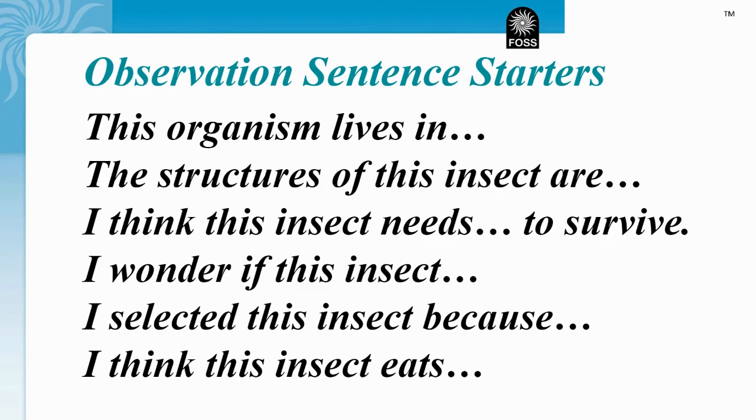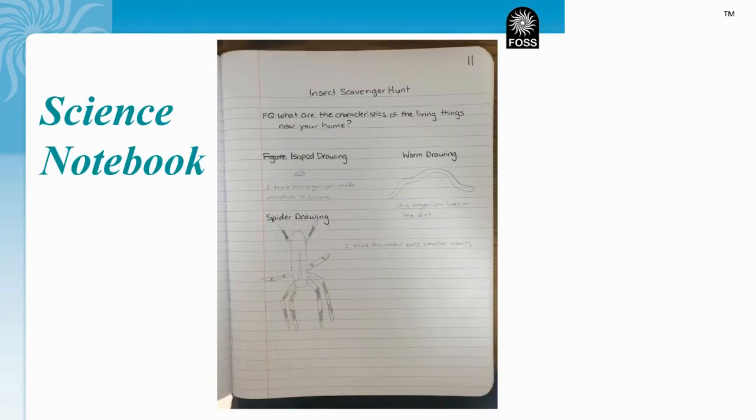We're making our observations. So this is what my science notebook looks like after my science scavenger hunt. Make sure that I have my focus question, abbreviated FQ. What are the characteristics of the living things near your home? I have my isopod drawing, since it was pretty small. I have my sentence that I made my observations with using my sentence starter, my worm drawing, and my spider drawing. Remember, you need at least one or two. You don't have to have three. This is just extra. But if you found as many insects as you found, feel free to add that to your science journal.